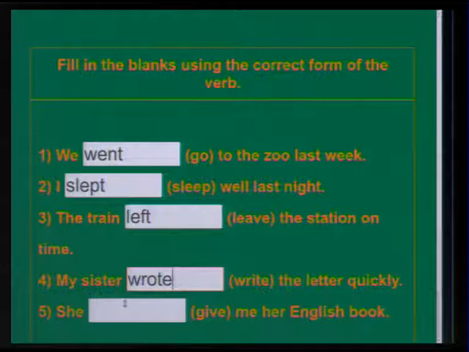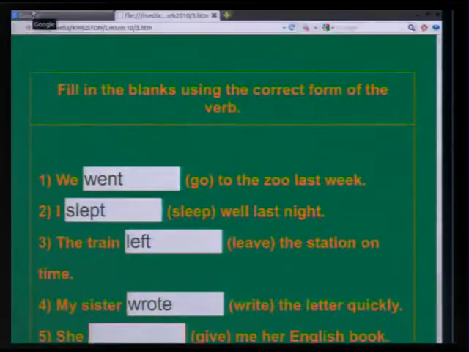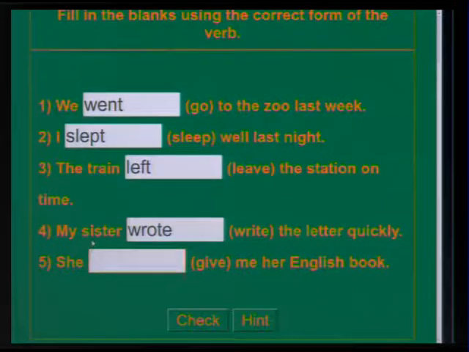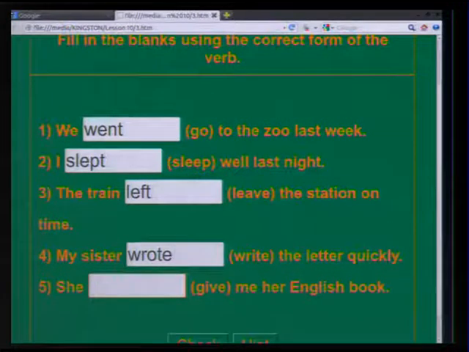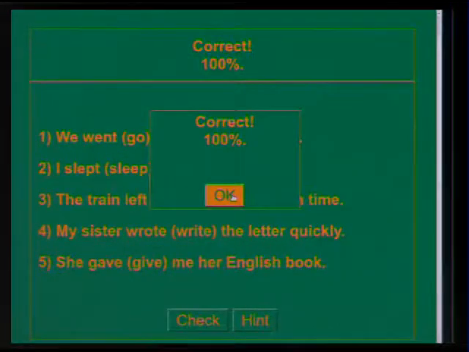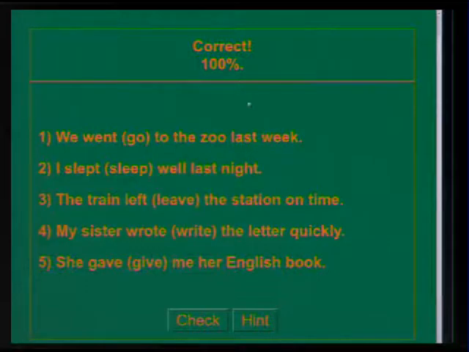Fifth one, she blank gave me her English book. Sorry, give is a verb. Past form is gave. She gave me her English book. Okay, right. Let's try to check them. Yes, everything is okay.